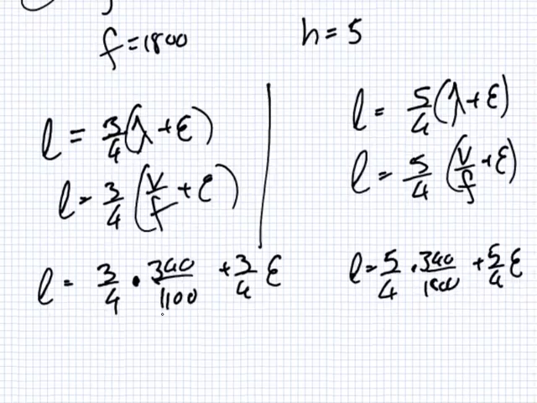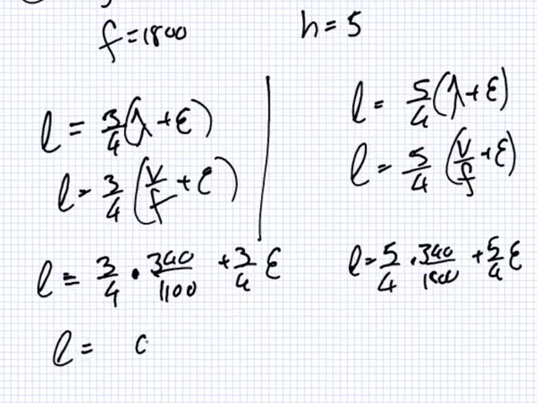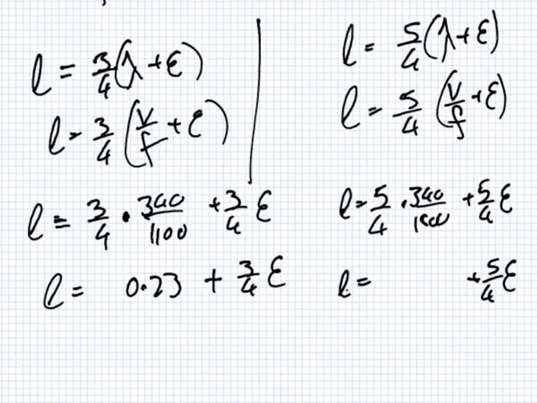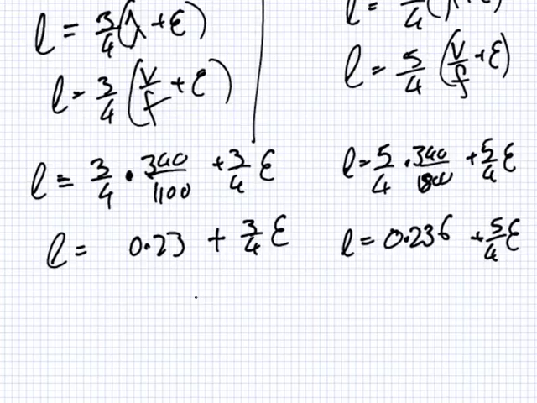What did you say this one was? 0.23? Yeah, 0.23 plus 3/4 the error. And then what's this one here? L equals plus 5/4 the error. 2.36. Oh no, they shouldn't be that different. 5 over 4 times 340 over 1800. 0.236. And this one is 0.23 only. Yeah. Okay, so these are easily solved.